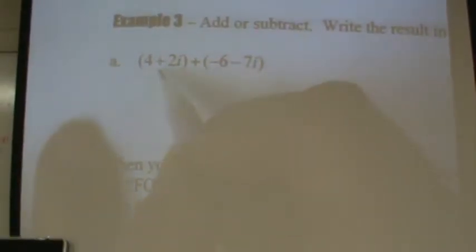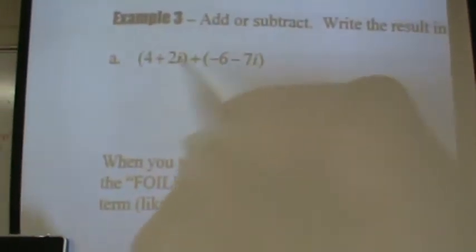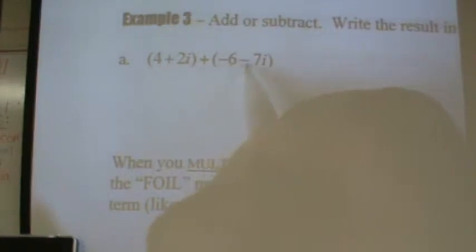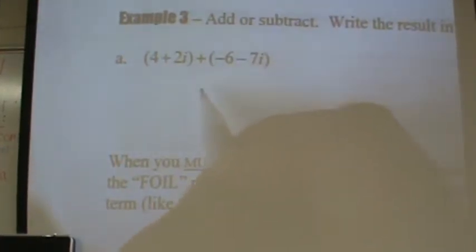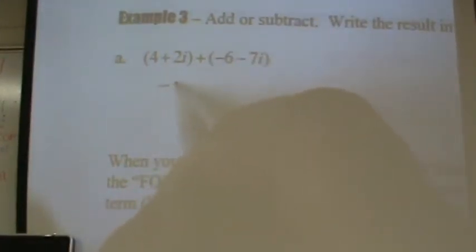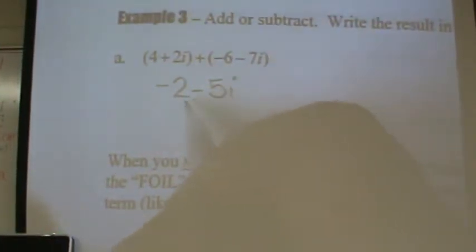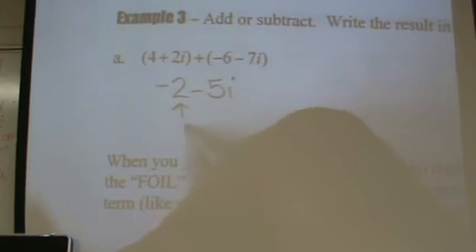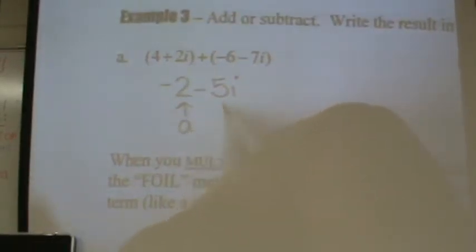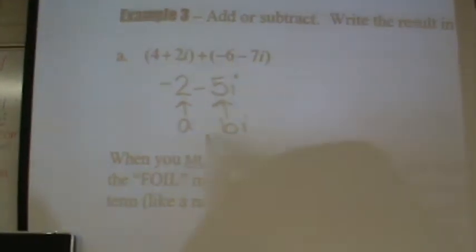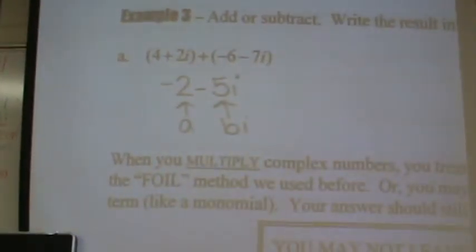So what would 4 plus, this is what half your homework is today, is doing this kind of stuff. What is 4 plus 2i plus negative 6 minus 7i? Go ahead, Dwayne. Negative 2 minus 5i. Yep. That would be the a value, and that would be your bi. And you're going to put it in a plus bi format.